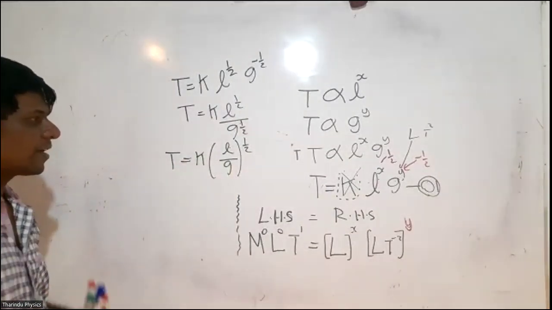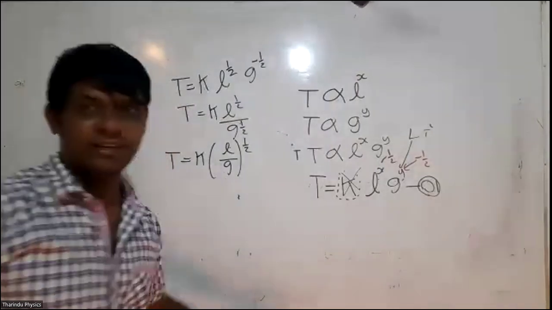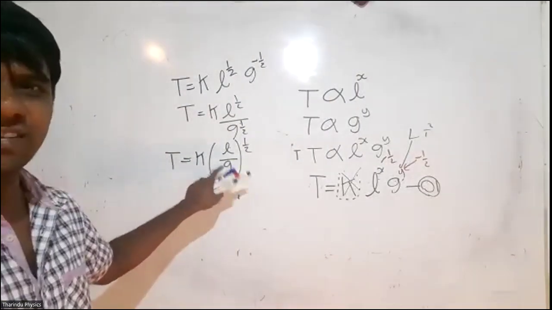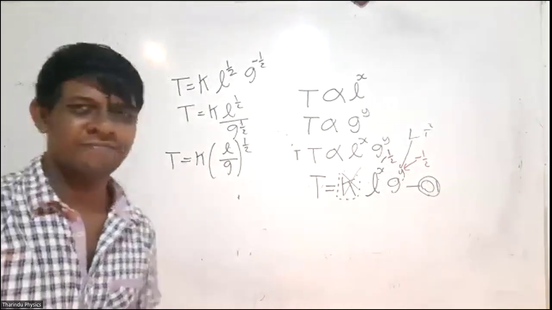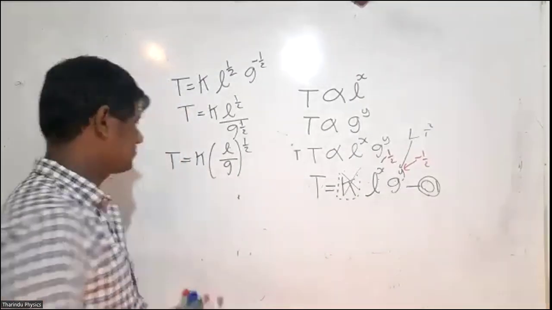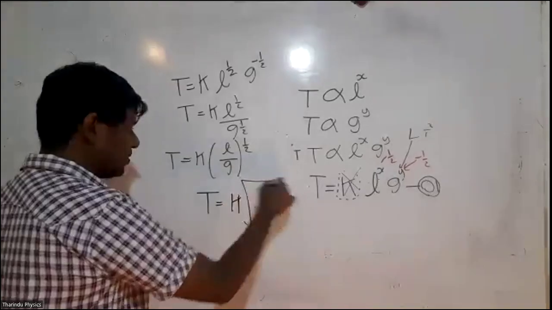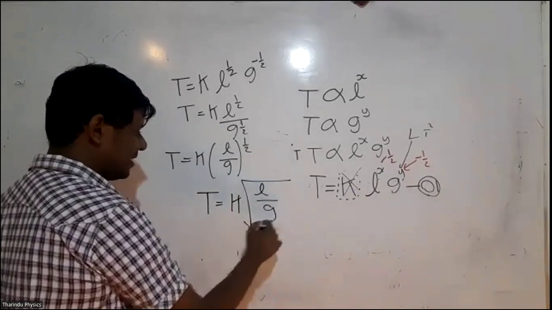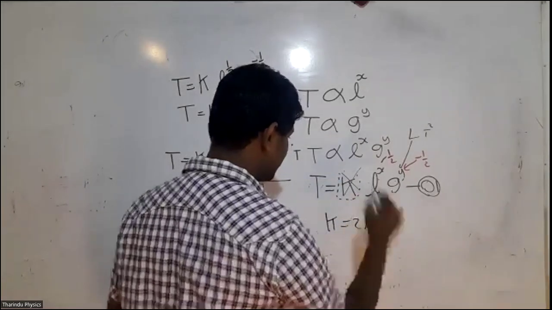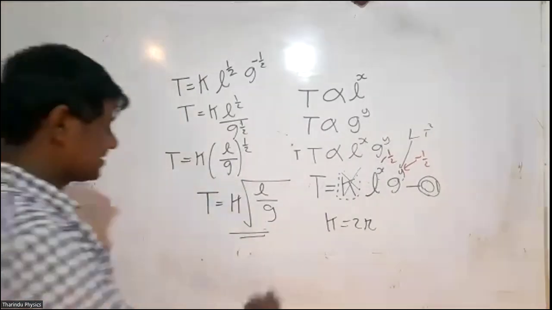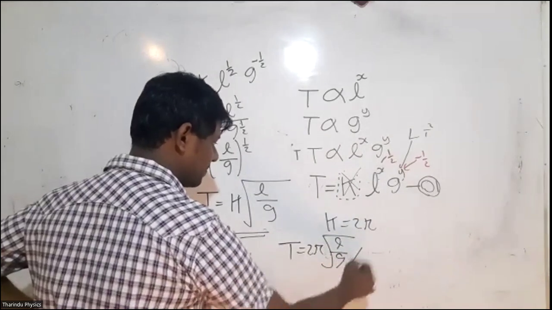What can I do now? If it still looks uglier, what can I do now mathematically? For me, it looks still uglier. What can I do now? Yes, very good. I can put a square root around that: k and square root of L over g. That's it. So I know the value of k. k equals to 2 pi. So I can write the finalized equation like T equals to 2 pi square root of L over g. That's it.